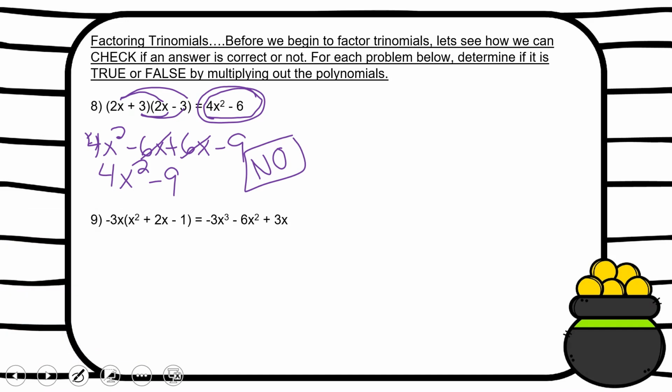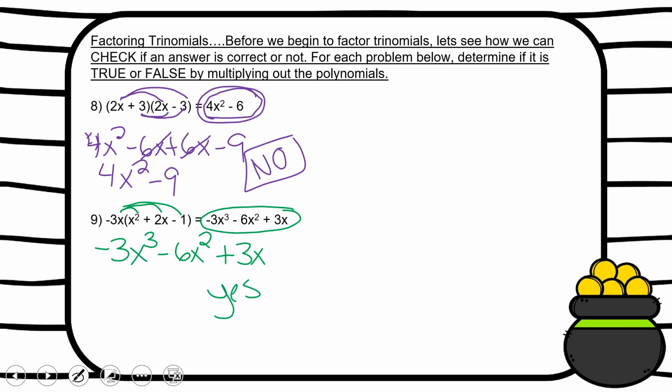Okay, let's do the same thing with 9. That negative 3x has to get distributed to everything inside the parentheses. And remember, x times x squared is x cubed. Let's see, minus 6x squared, and then plus 3x. Lots of sign changes there. Does that match what's on the right-hand side? Yep. So this one is true or correct.